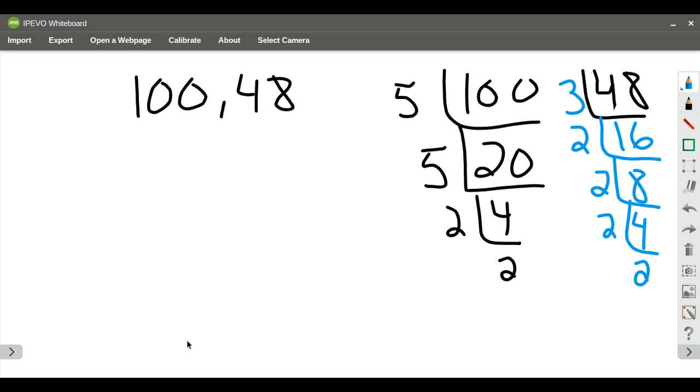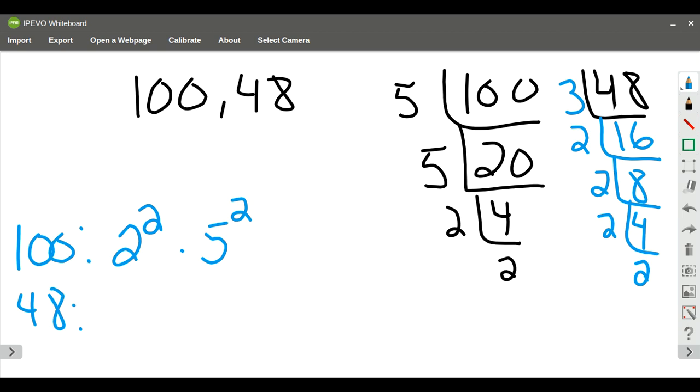So I end up with my prime factorization for 100 is going to be 2 to the second power times 5 to the second power. And my prime factorization for 48 is going to be 2 to the fourth power times 3.